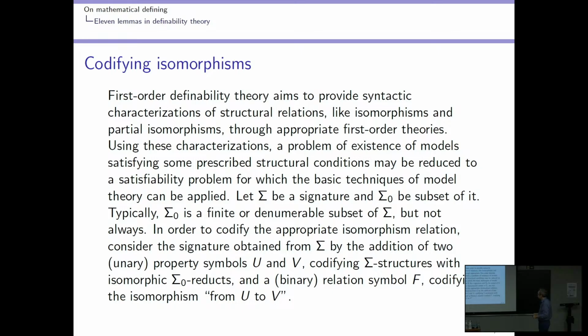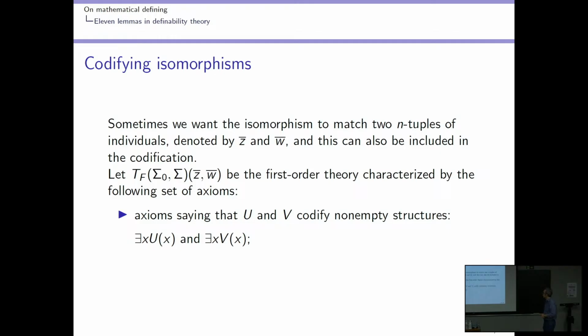So with isomorphic sigma 0 reducts, and a binary relation symbol F codifying the isomorphism from U to V. So this is the theory. Sometimes we want the isomorphism to match given n-tuples denoted by Z bar and W bar, and this can also be included in the codification. So let T_F(sigma 0, sigma, Z bar, W bar), this will be T, be the first-order theory characterized by the following set of axioms. Axioms saying that U and V codify non-empty structures. These are the axioms.